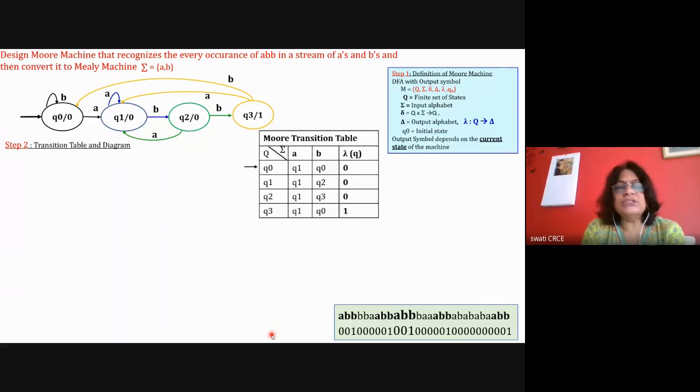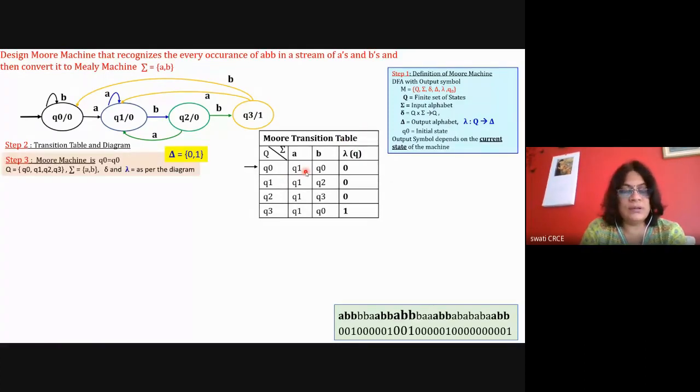Then draw the transition table. The transition table of a Moore machine is very easy. Draw the state transition table, add one extra column and represent what are the output symbols of the state. So directly Q0 output is 0, Q1 output 0, Q2 output 0, and Q3 output 0. So this will be the representation of the transition table.